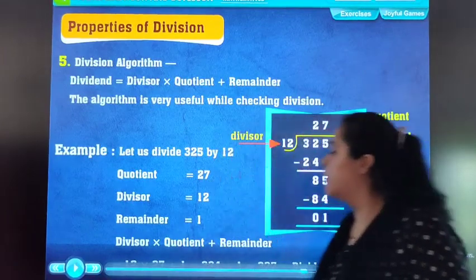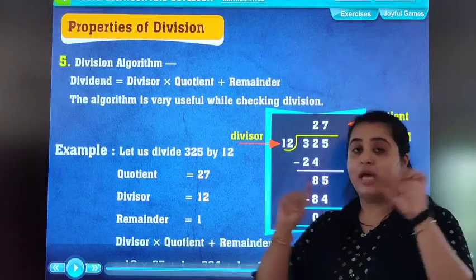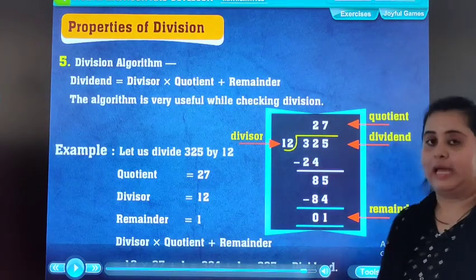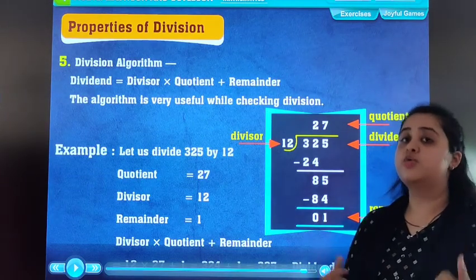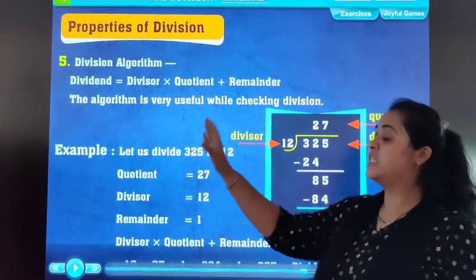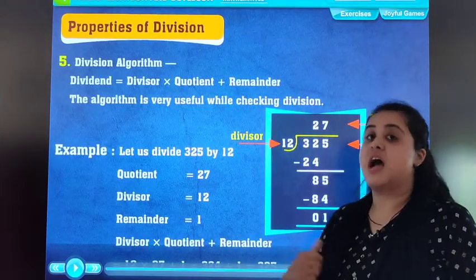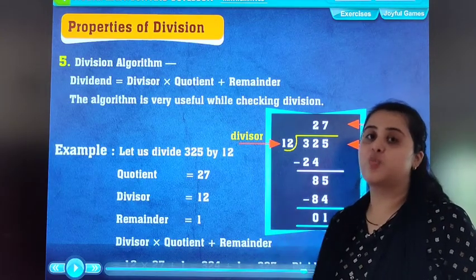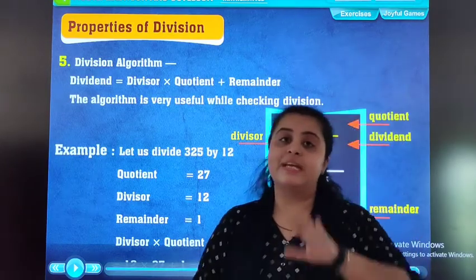If you remember, the fifth one is the division algorithm. In this, we have one formula to remember. For example, if you divide and you need to verify whether the division is correct or incorrect, to check that, we have one formula. That is, dividend equals divisor into quotient plus remainder. I repeat, dividend equals divisor into quotient plus remainder. This much we completed in the previous part.